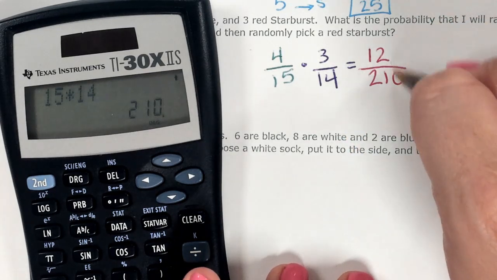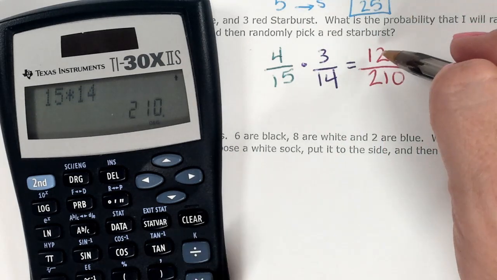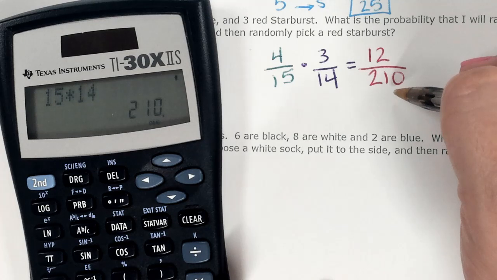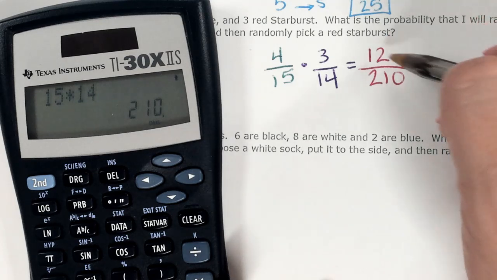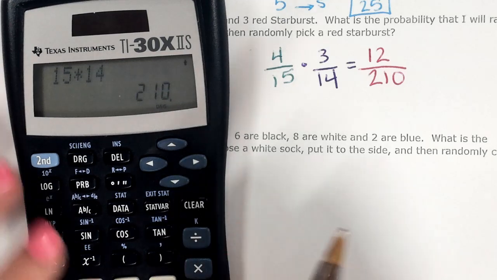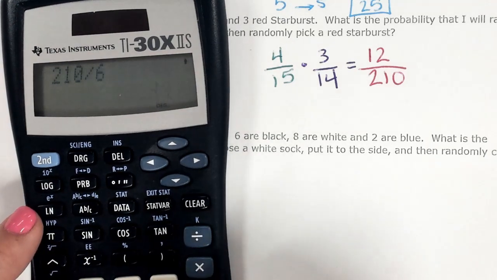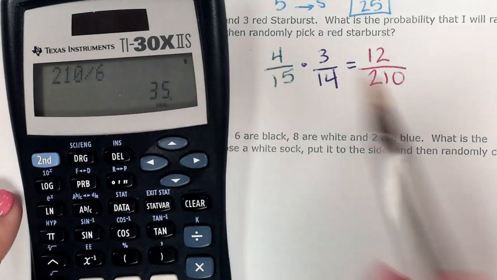Now, those are both even numbers, so I couldn't simplify here, but I do need to simplify here. So we can cut it in half. We can also see if a bigger number goes into it. So what do y'all want to do? What other numbers go into 12? 6, so we could do 210 divided by 6 and see if it works. It does. So 6 does go into both of these.